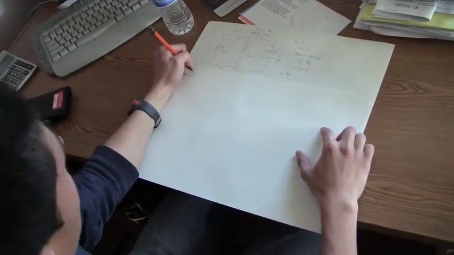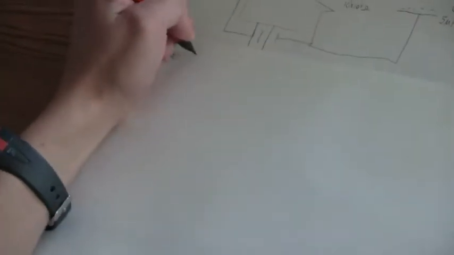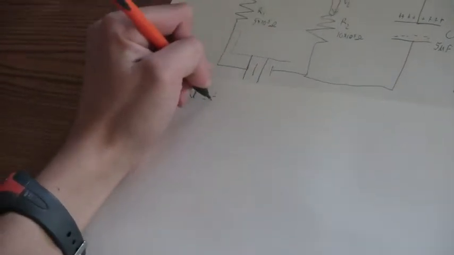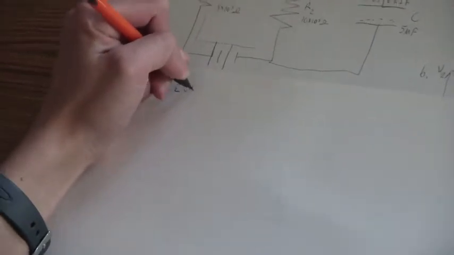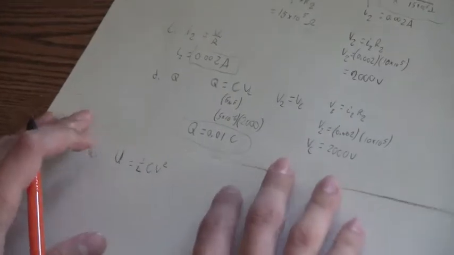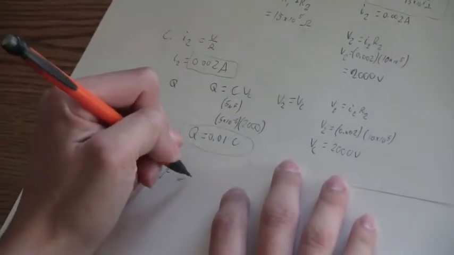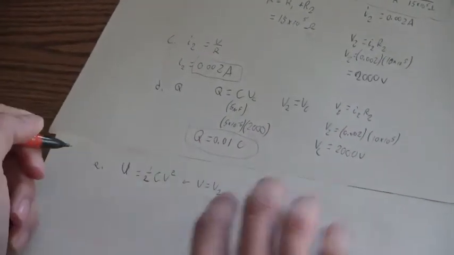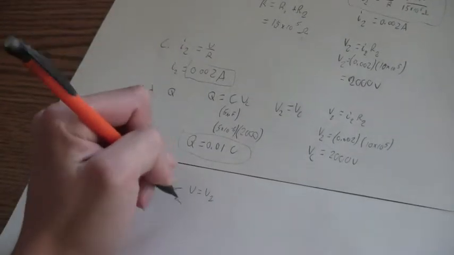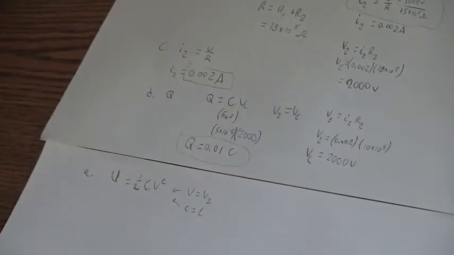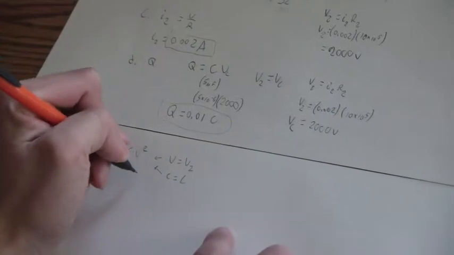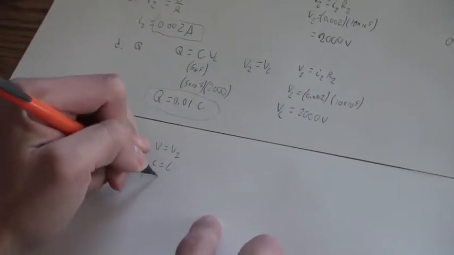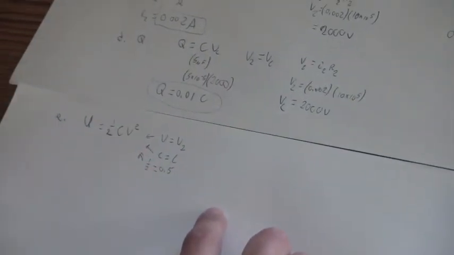Part E, calculate the energy, U, stored in the capacitor. So U, which we know equals 1/2 CV squared. Okay, so V is still V2, and the capacitor is still the capacitor, and 1/2 is still equal to 0.5. Yes, good job.